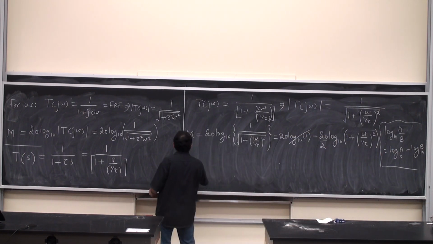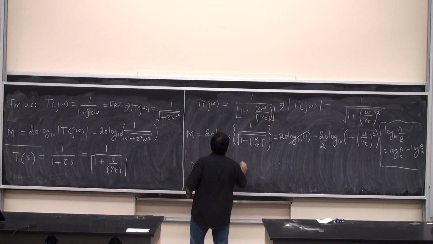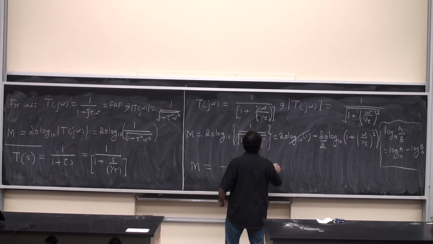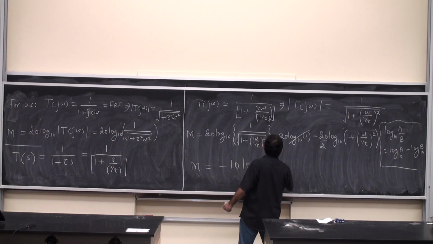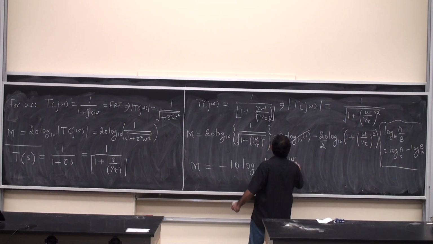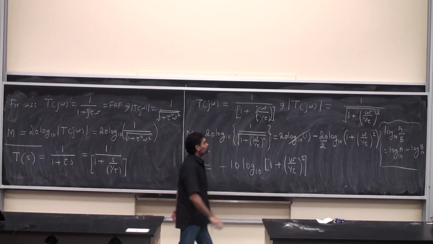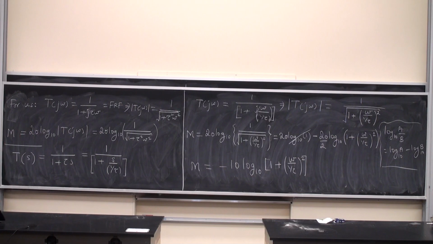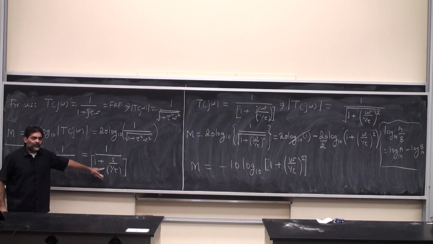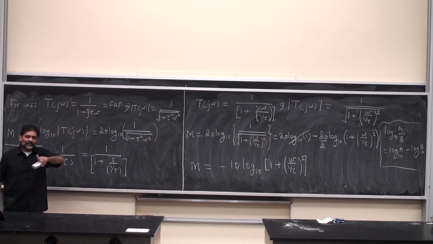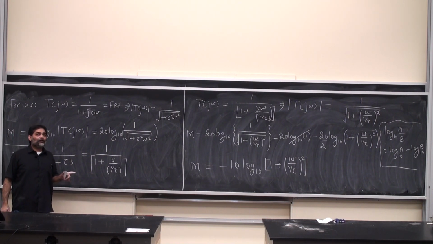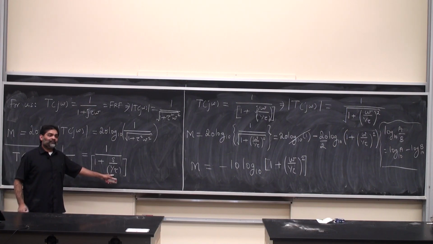So that M is now minus 10 log 10 of 1 plus (omega by 1 by tau) whole square. And you will know why I am going to write it this way. Because if I write it this way, you will immediately recognize something called the corner frequency or the cutoff frequency of the system or the break frequency of the system. And that is this creature right here. We will come across this again.